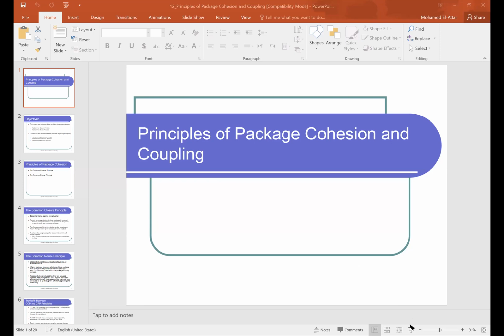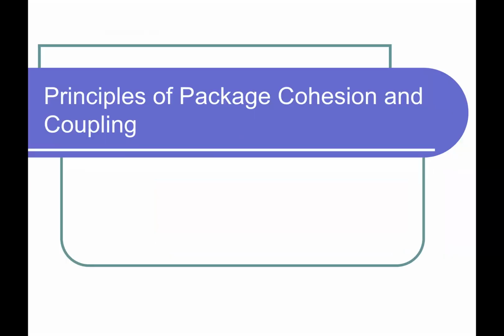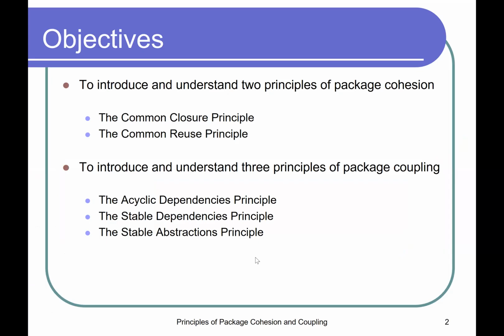All right, so today is an interesting chapter, and it's about the principles of package coupling and cohesion. We're going to be looking at some principles of package coupling and cohesion. In particular, we're going to be looking at two principles of package cohesion: the common closure principle and the common reuse principle, the CCP and the CRP. And we're also going to be introducing three principles at the coupling level.